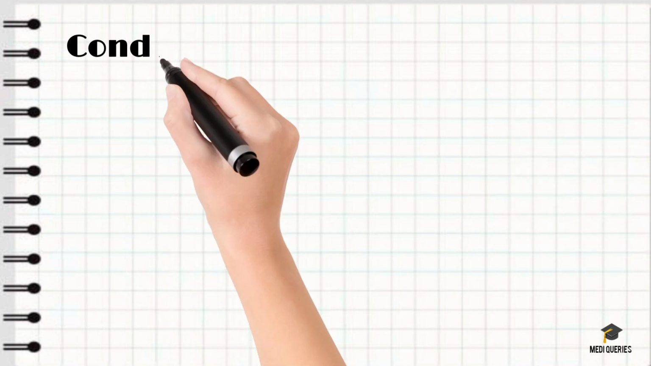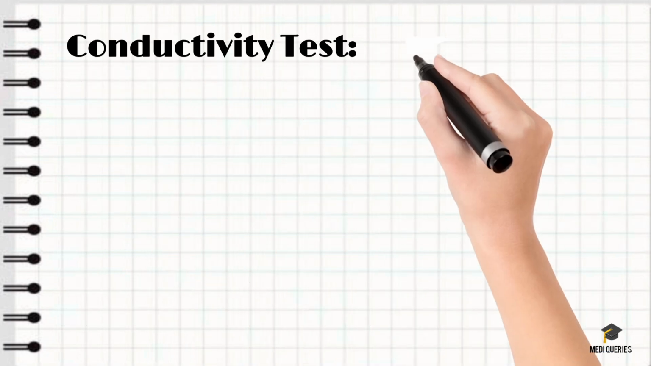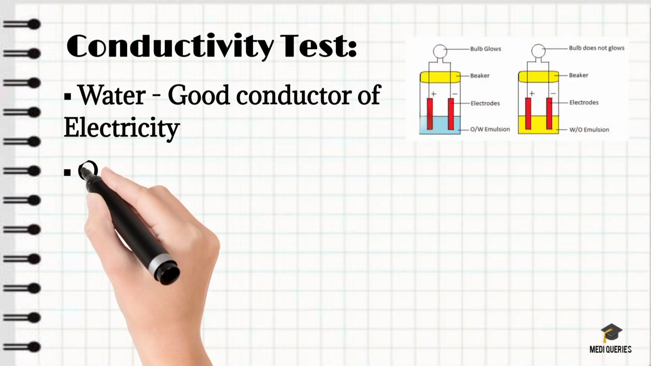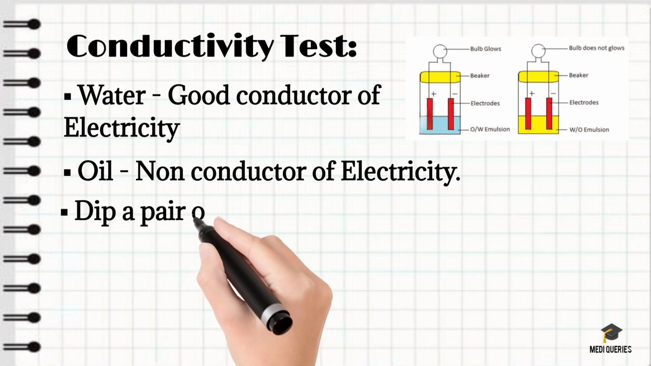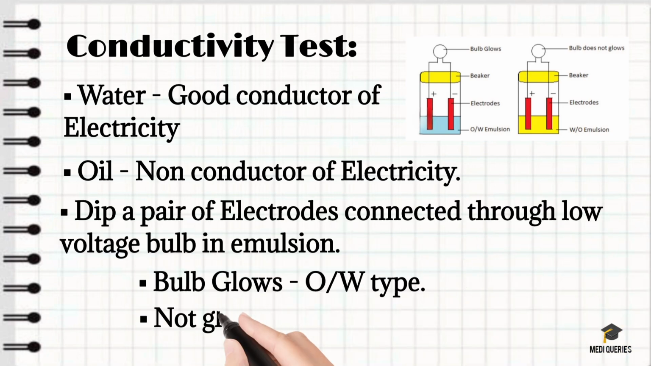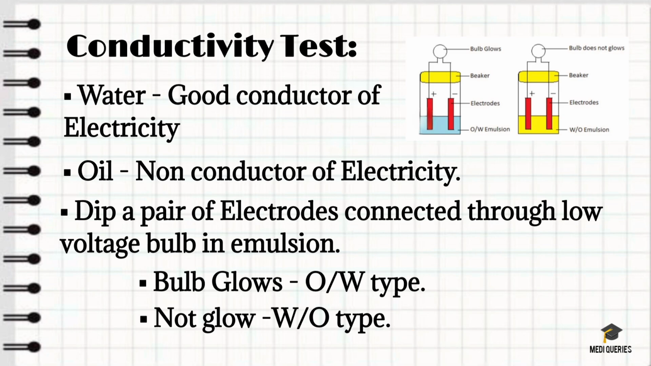The next one is the conductivity test. As you all know, water is a good conductor of electricity, whereas oil is a non-conductor of electricity. The conductivity test can be performed by dipping a pair of electrodes connected through a low voltage bulb in the emulsion. If the bulb glows on passing the electrical current, the emulsion is said to be O/W type because water is in the continuous phase here.